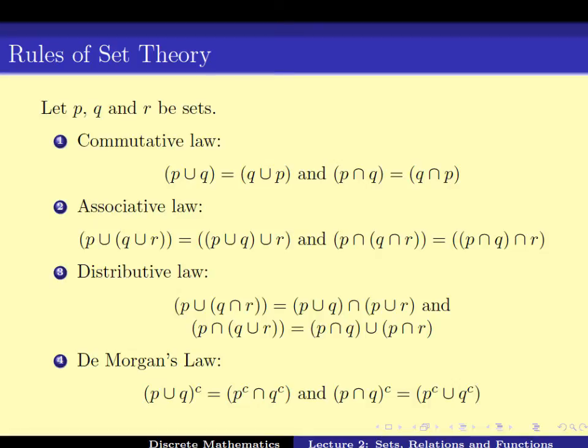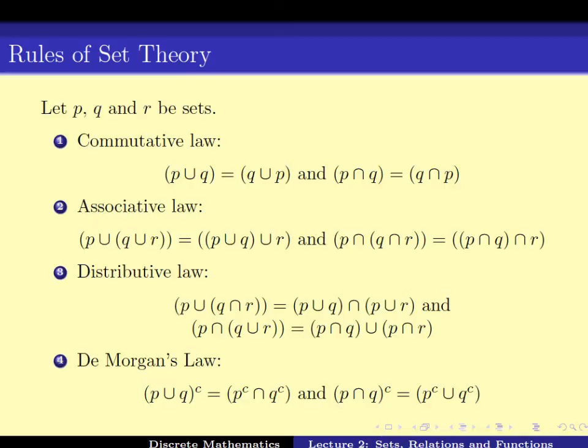Now the set of these three operations, that is the union, intersection and complement, satisfies some set of laws. I have written down some obvious laws. These are the most natural ones and the most important ones. Number one, there is the commutative law, which means that P union Q is same as Q union P, and P intersection Q is same as Q intersection P.